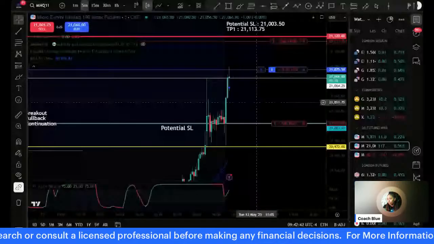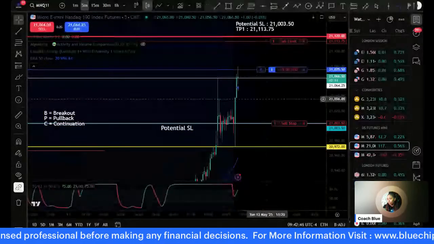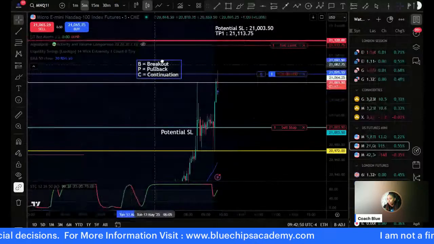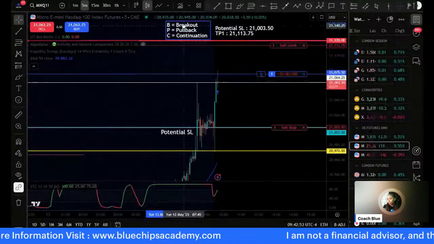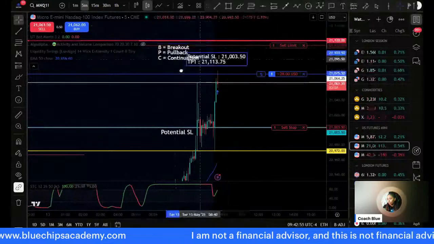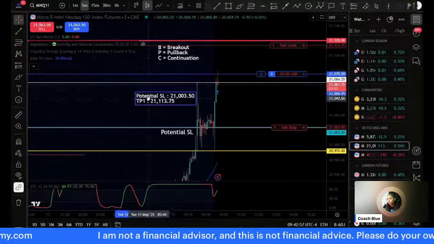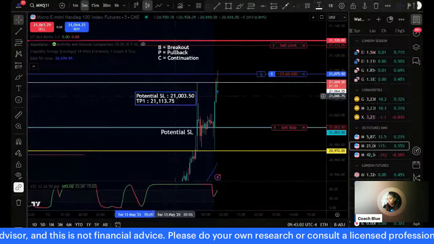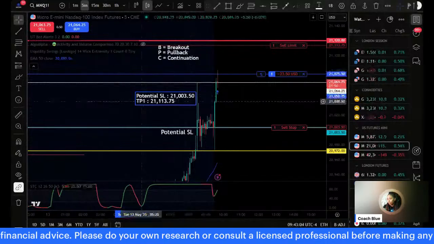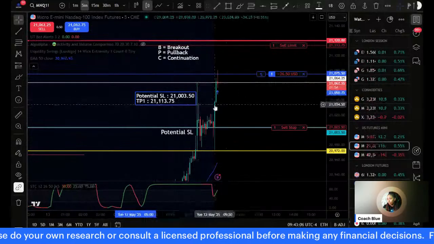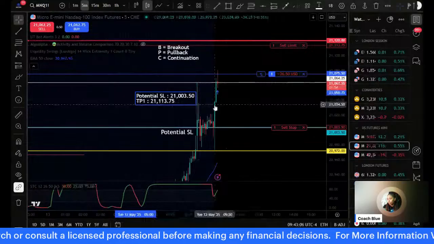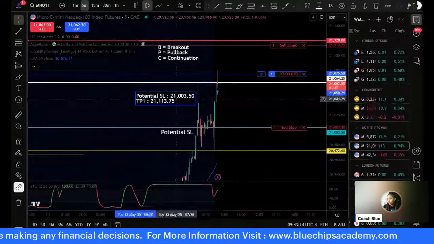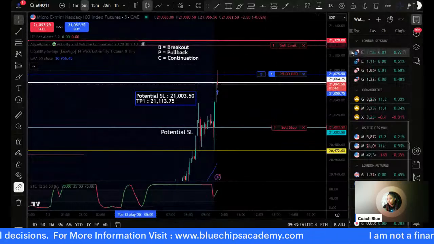So we'll see if we can close within the next 15 minutes or so. I'm currently on a 5-minute chart. These are my numbers right here. Potential stop loss 21,003.50, and my TP is 21,113.75. If you want to enter your take profit, you can put the price in, or you can drag the line down to the price.